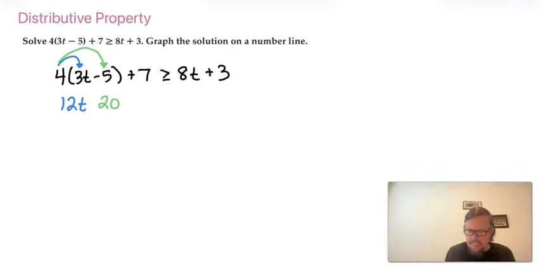And we've got the minus sign in between them. I'm not going to do anything else yet. I'm going to do just the distributive property in the first step, just like that.